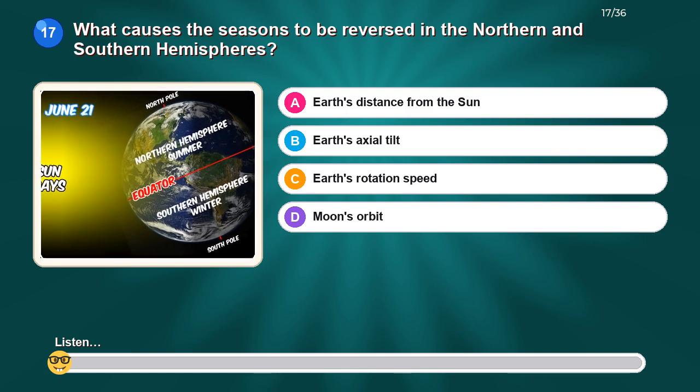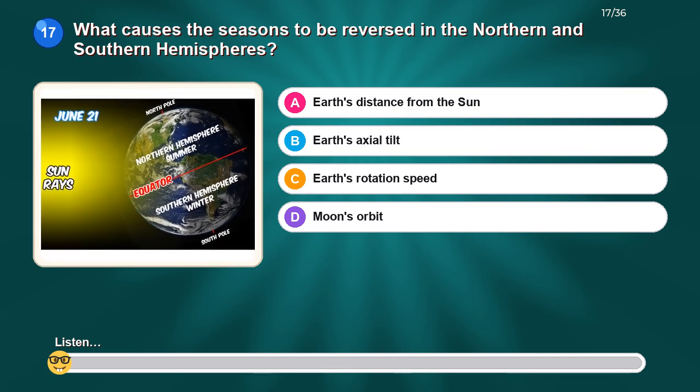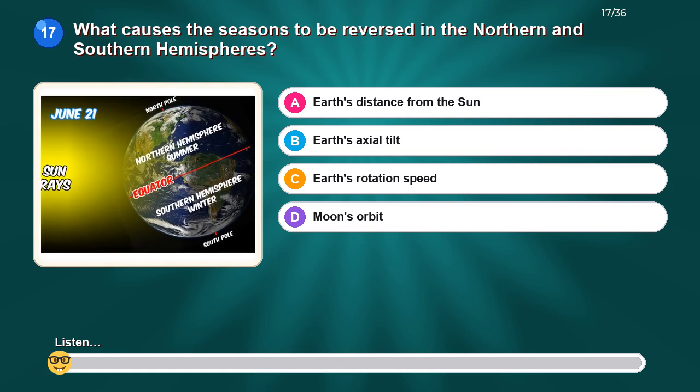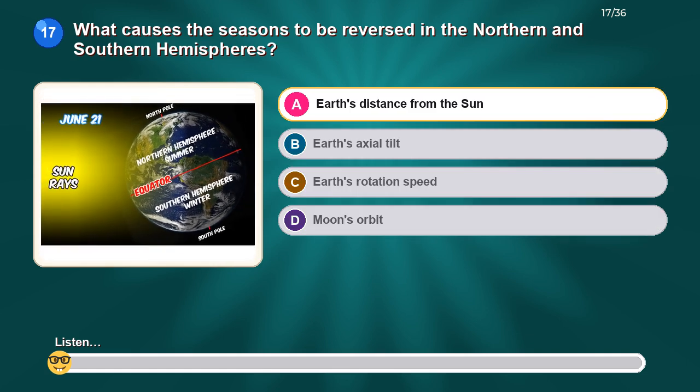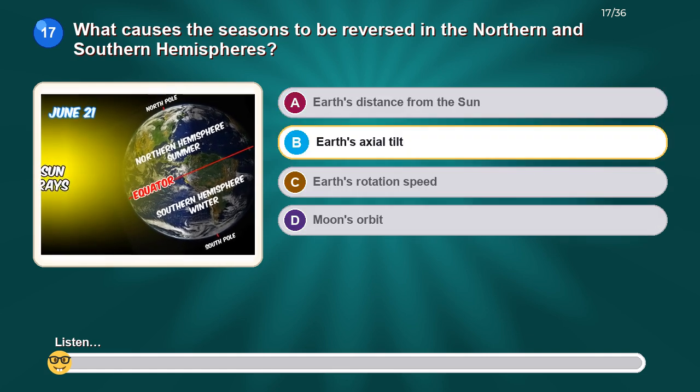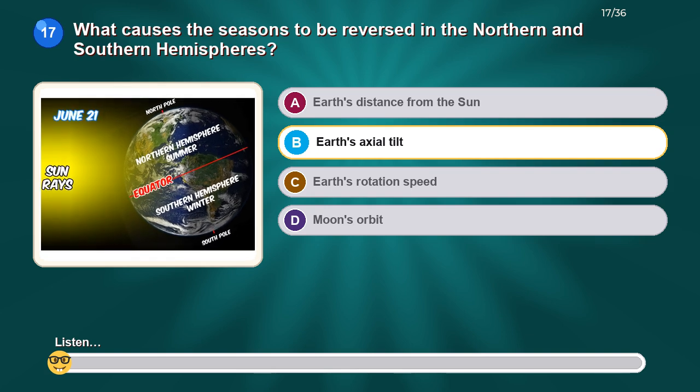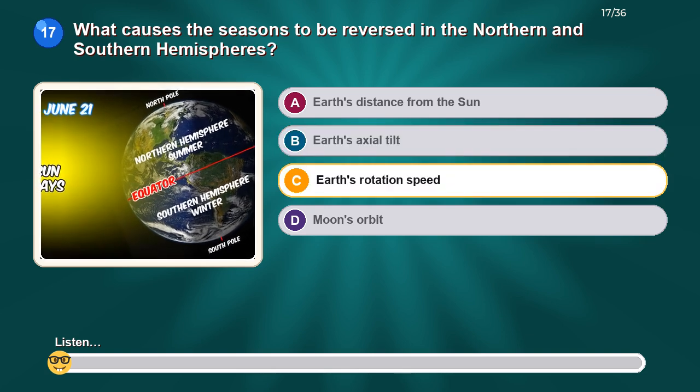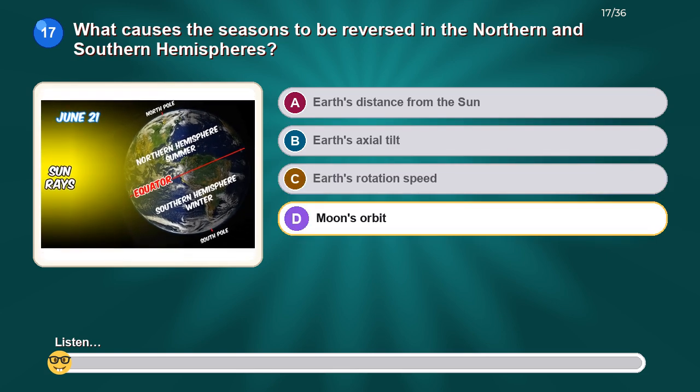What causes the seasons to be reversed in the northern and southern hemispheres? Option A. Earth's distance from the Sun. Option B. Earth's axial tilt. Option C. Earth's rotation speed. Option D. Moon's orbit.